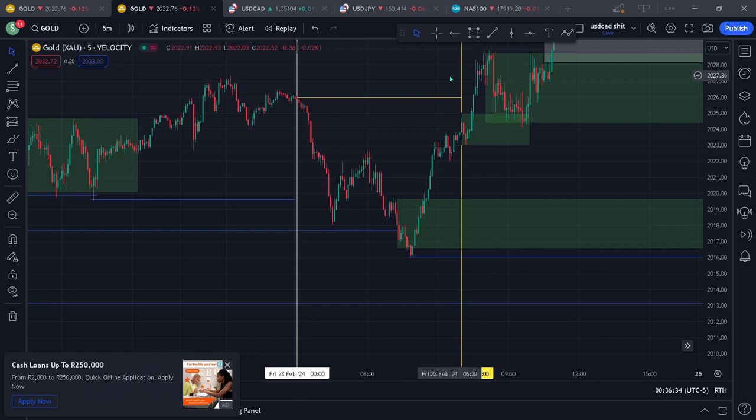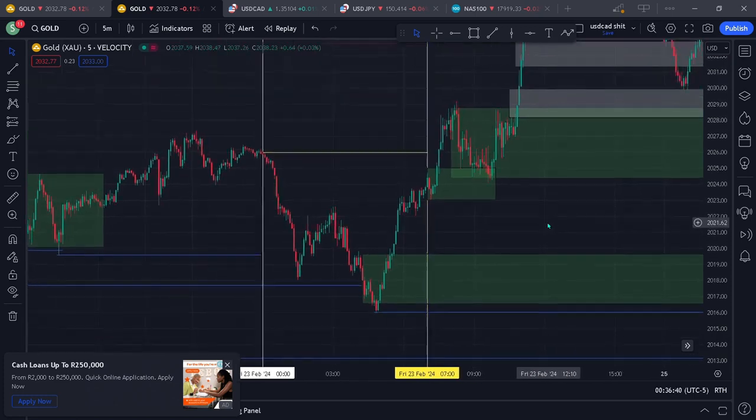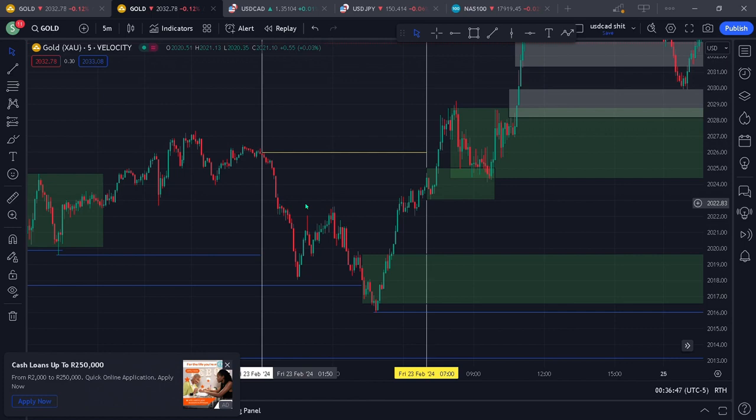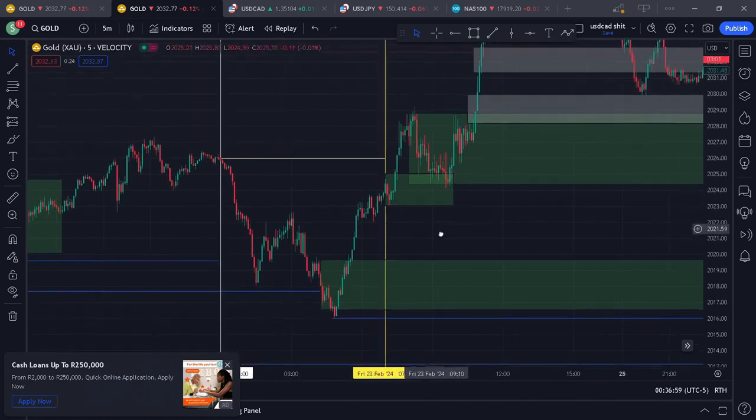Depending on when you join the session, which is preferably after 7, since that is the ICT kill zone and the New York session, the strategy works best if you apply it during the New York session. You can use it for London, but London tends to have way too many retracements and all that, so I'd start with the New York session. It's the best to start off with.